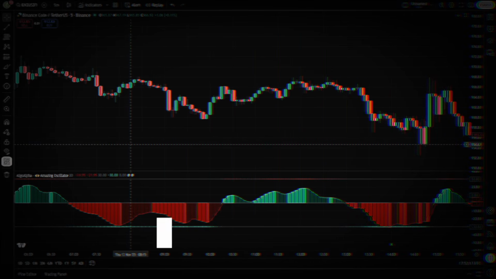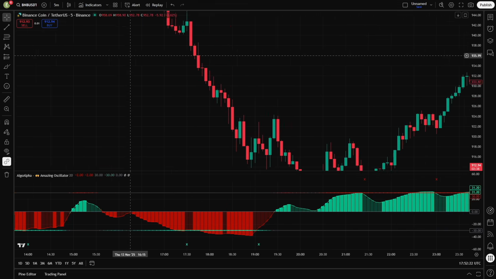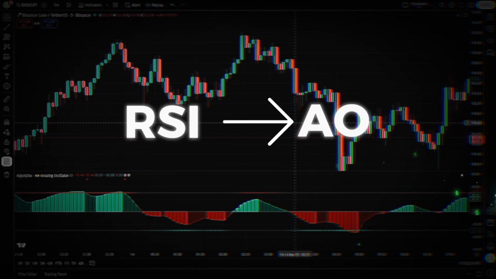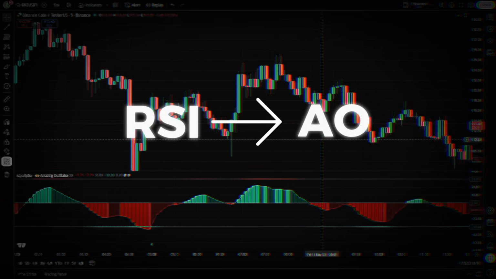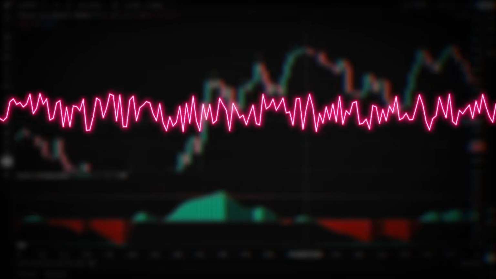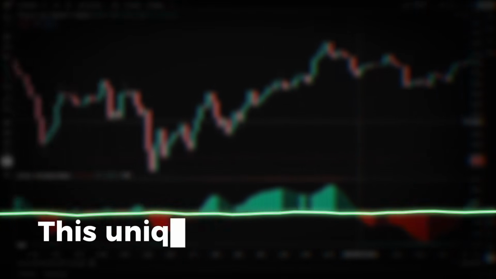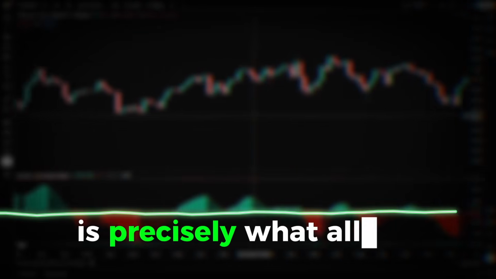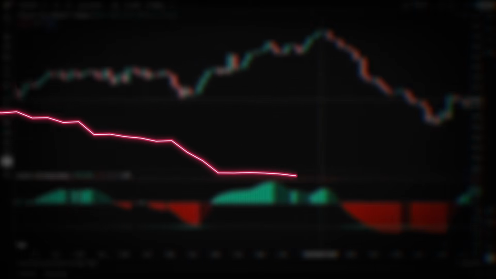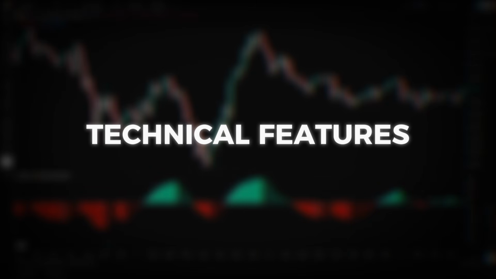Alright, so this powerful tool we're discussing is called the Amazing Oscillator. At its core, it masterfully combines two classic indicators. But here's the magic. The RSI's formula is applied directly to the awesome oscillator itself. This ingenious design gives you a standardized and, crucially, a much lower-noise version of the Amazing Oscillator. This unique, filtered structure is precisely what allows the indicator to accurately pinpoint overbought and oversold conditions, all while delivering significantly fewer false signals.